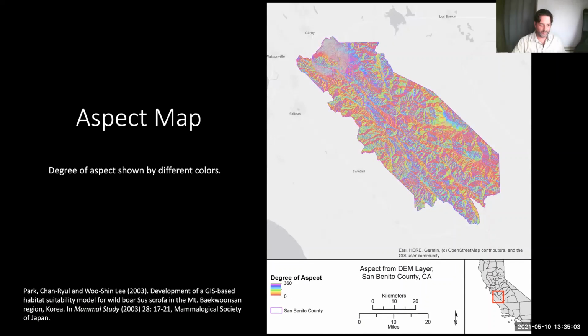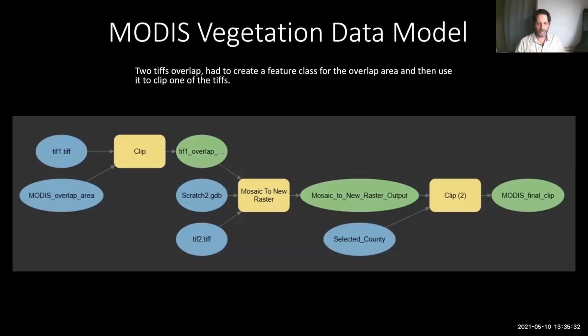Aspect is important because, as I have here, Park and Woo-Shin Lee, they studied a spot in Korea, and they determined that the eastern, southeastern, and north slopes were the most viable aspects for the wild pigs, because they do not sweat. They cannot survive in direct sunlight, so they would not want to be on a southwest or westerly slope, and I adjusted my ranks accordingly in my weighted sum.